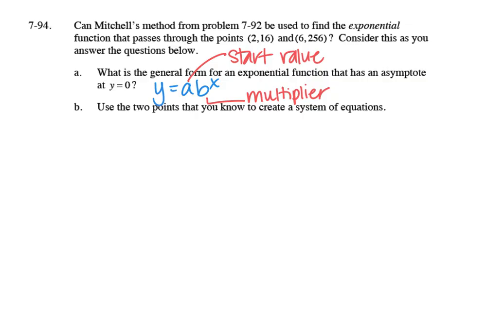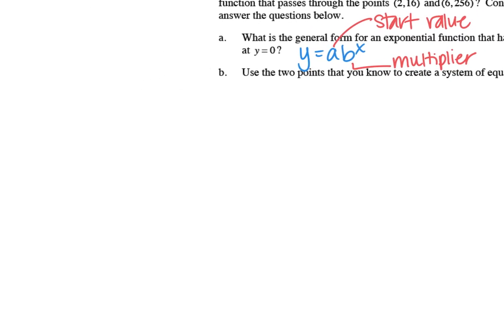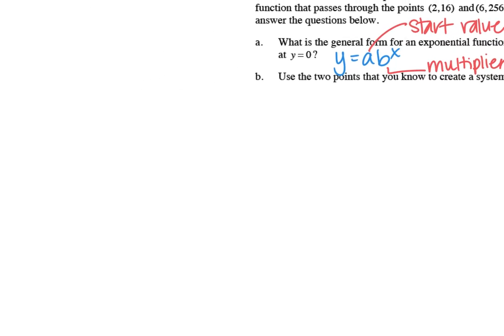So now the idea is to use the points (2, 16) and (6, 256) to write a system of equations. Well, again, they are x and y. So I'm going to show you all three different ways to solve this system of an exponential function. First using the equal values method, then using substitution, and then finally using elimination. All right. First things first. I'm going to move this over. We're going to start over here. We're going to use equal values.